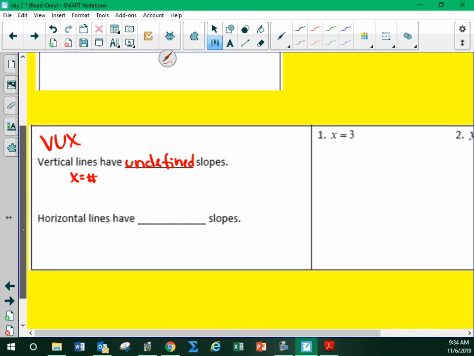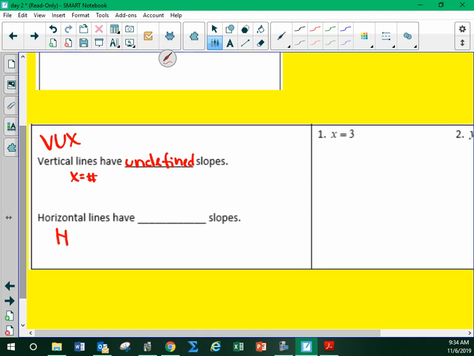Horizontal lines, that's our HOY, have slopes that are 0. So I'm just going to write N equals 0, and VUDU is undefined. So again, HOY, horizontal line, slope is 0. This is y equals a number. So all horizontal lines have a slope of 0.